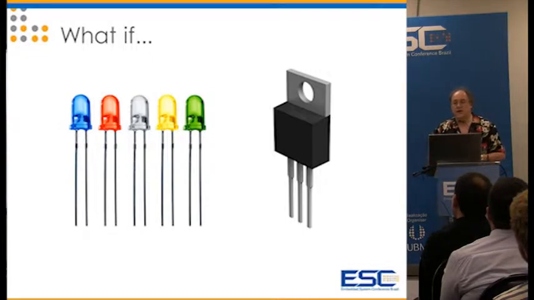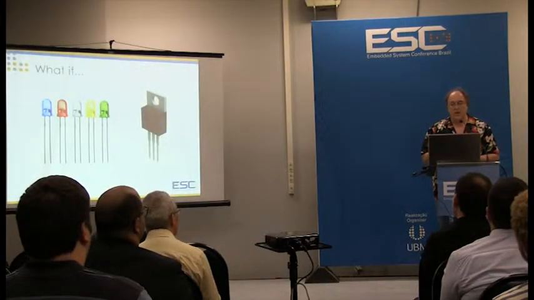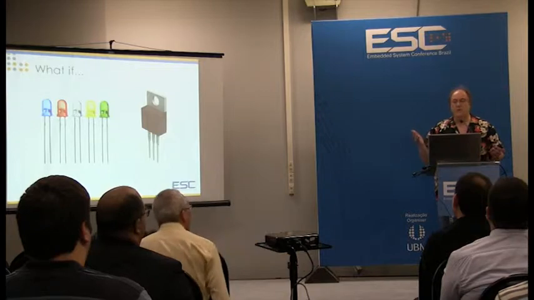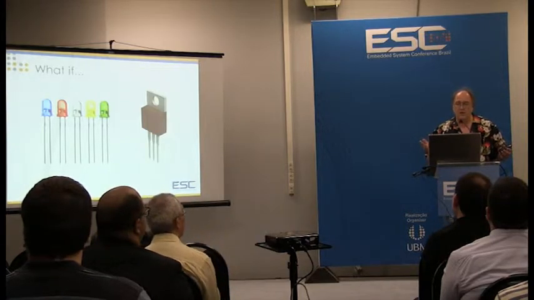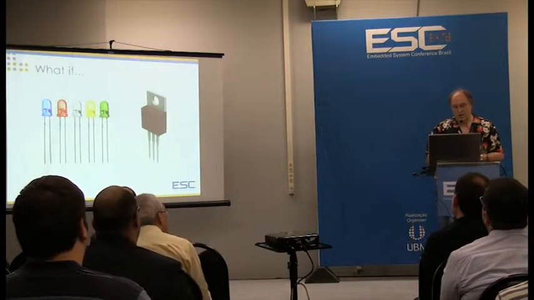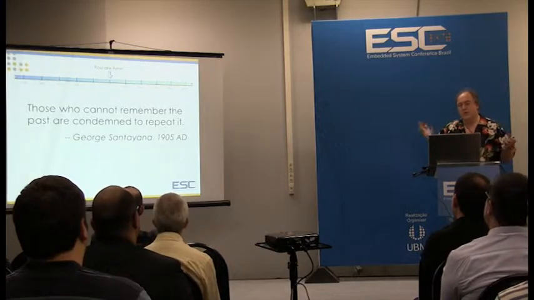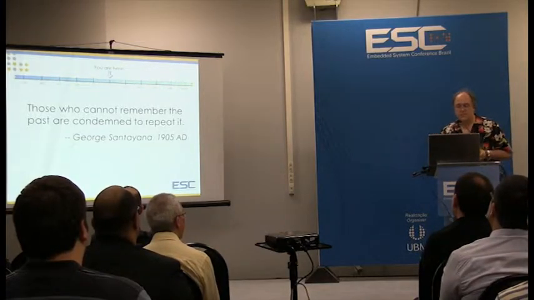In 1925, a guy called Dr. Lilienfeld presented a paper that described the functioning of a field effect transistor. The theoretical functioning. Never actually built it, just thought this would work. No one paid any attention, so we didn't get transistors until 1947, but we could have had transistors an awful lot earlier. So, that's just a bit of, you know, what if, what would have happened?